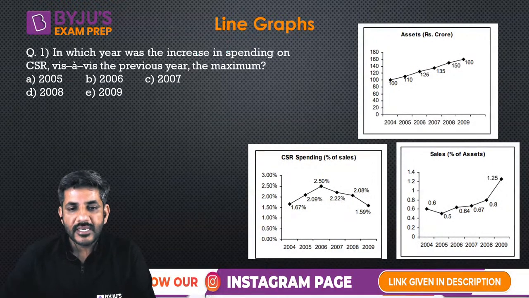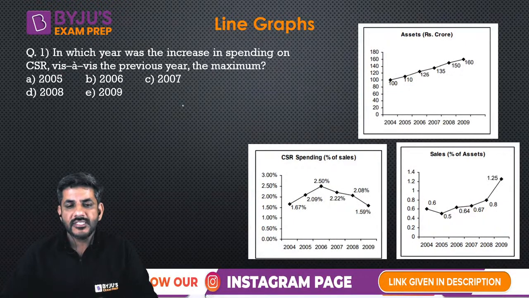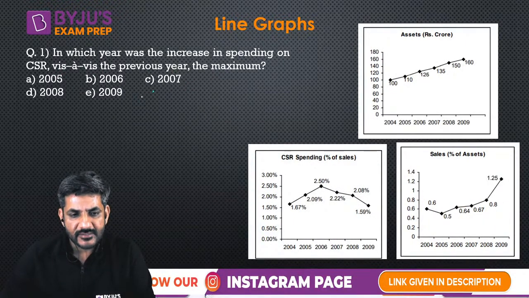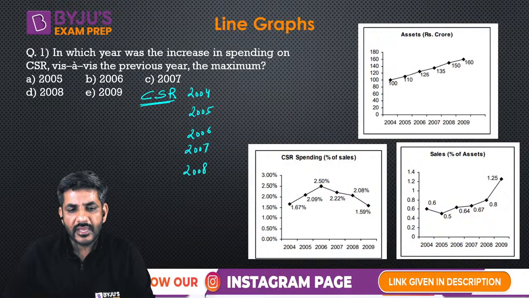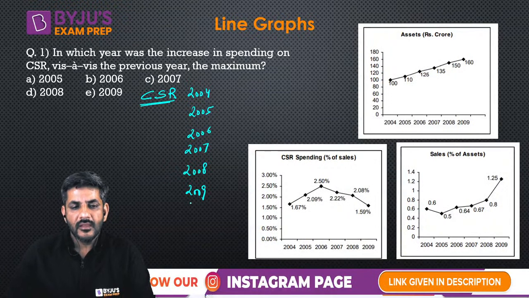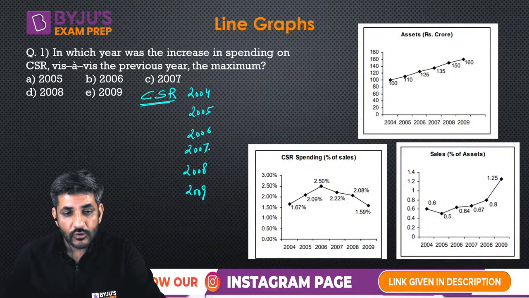In which year was the increase in spending on CSR vis-a-vis the previous year the maximum? So we just have to calculate the CSR spendings. Let's calculate the CSR spendings for all the years one by one. तो पहले हम लोग कैलकुलेट कर लेते हैं 2004 के लिए, then we'll calculate for 2005, then we'll calculate for 2006, then 2007, 2008 and 2009. And how do we calculate them? I hope you all know.